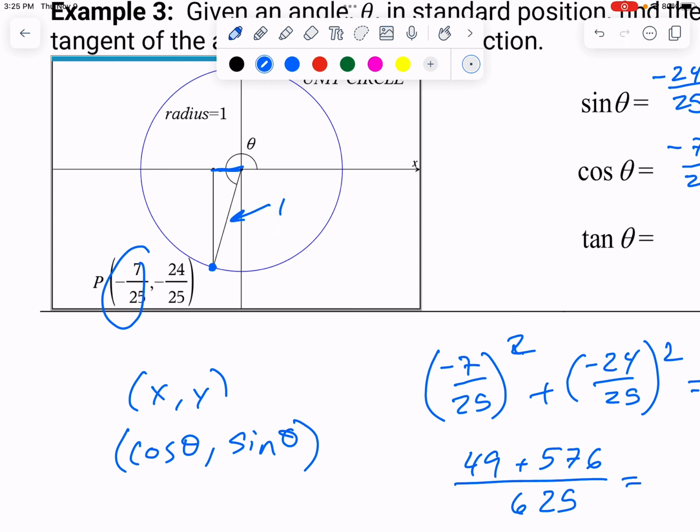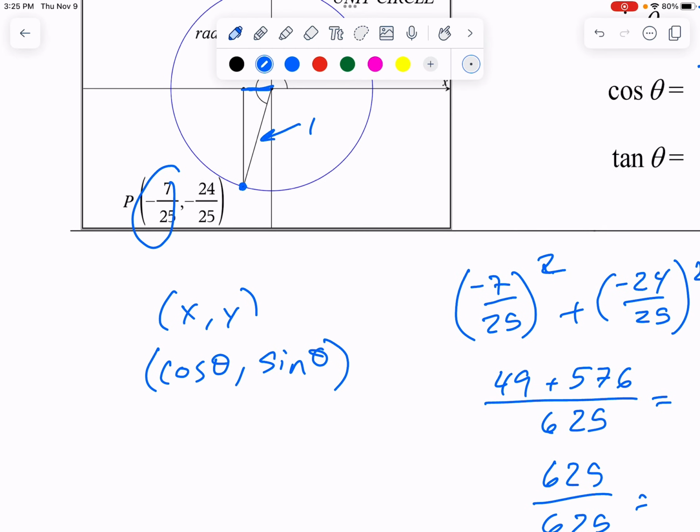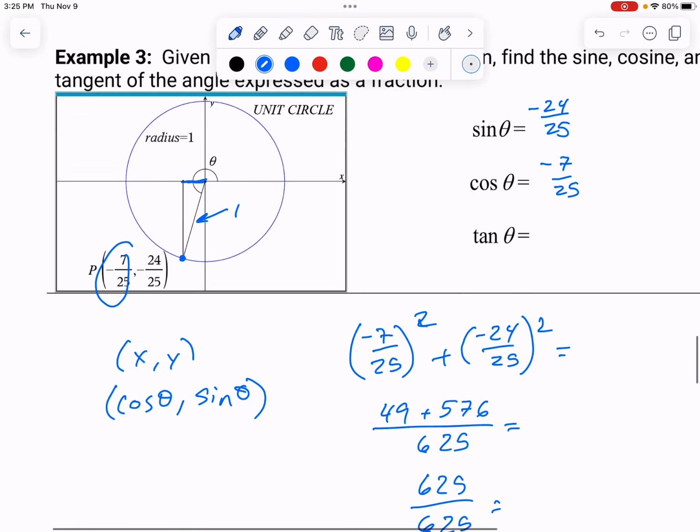So for each of these values, I can use the fact that the x value is cosine and the y value is sine when the hypotenuse is 1. And I've seen these ratios so many times I forgot to tell you that that's what's happening.